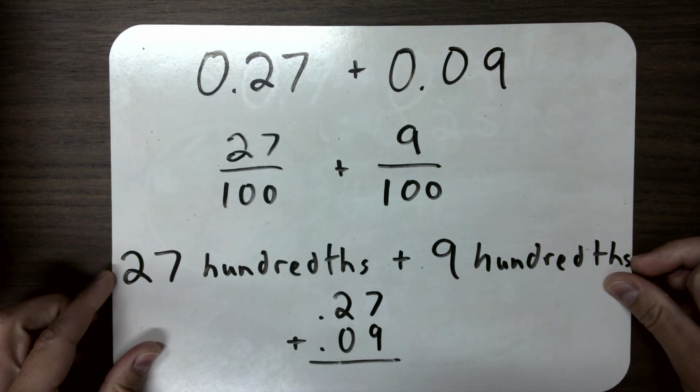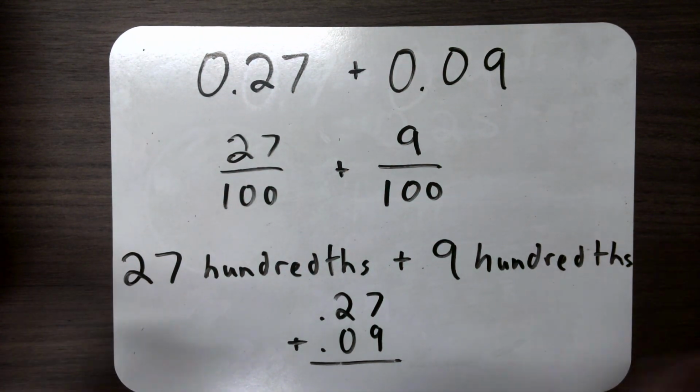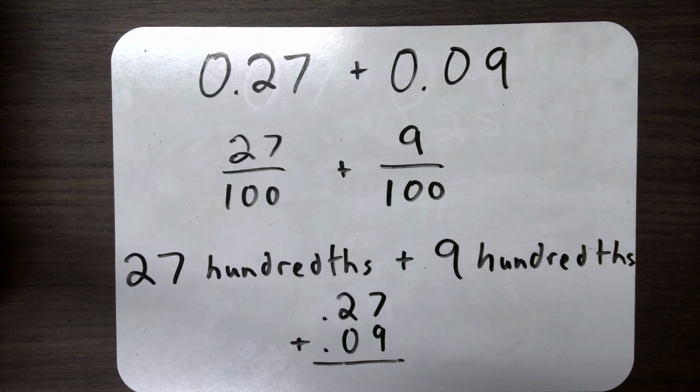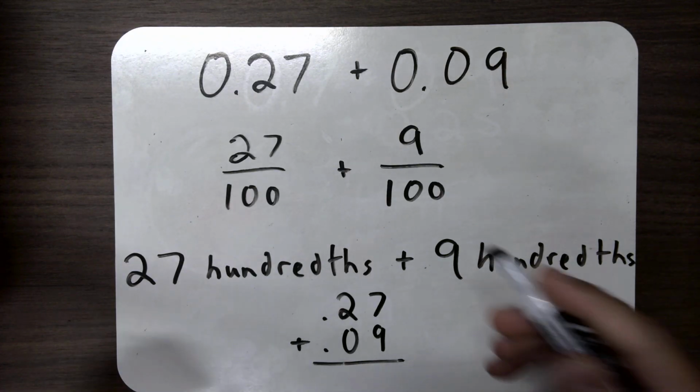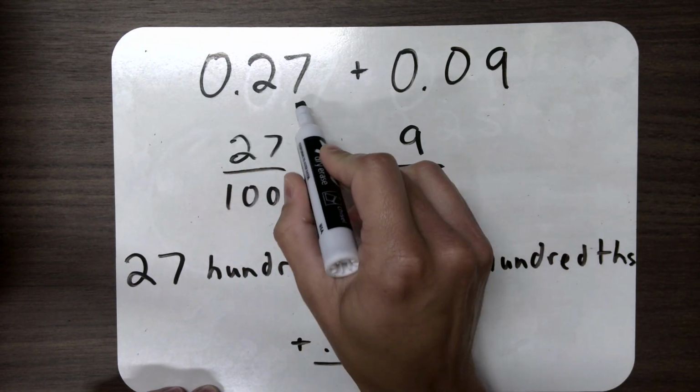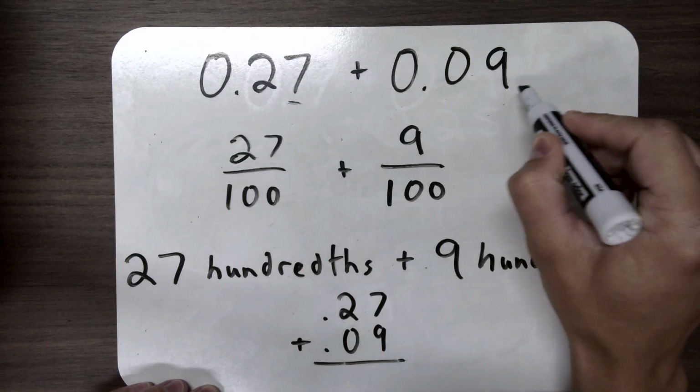That's the representational model. And then for the abstract model, I have a few written down here. Right, so those are our 27 hundredths plus 9 hundredths. When we have like place values, that just means they both extend to the same place value, right? They both go to the hundredths place value here.